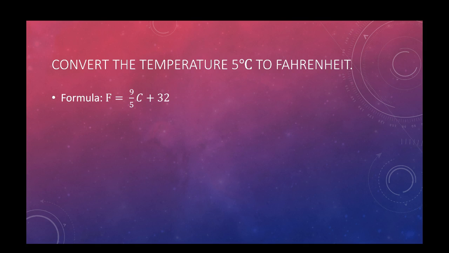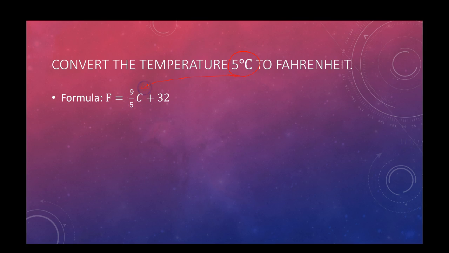So let's look at this one first. Let's convert the temperature 5 degrees Celsius to Fahrenheit. So there's a formula for that. If we want to convert Fahrenheit to Celsius or Celsius to Fahrenheit, we could use this particular formula. So it's F equals 9/5 times C plus 32. If I want to convert 5 degrees Celsius, well, that 5 is representing a Celsius degree, so we're going to plug that in for the C.